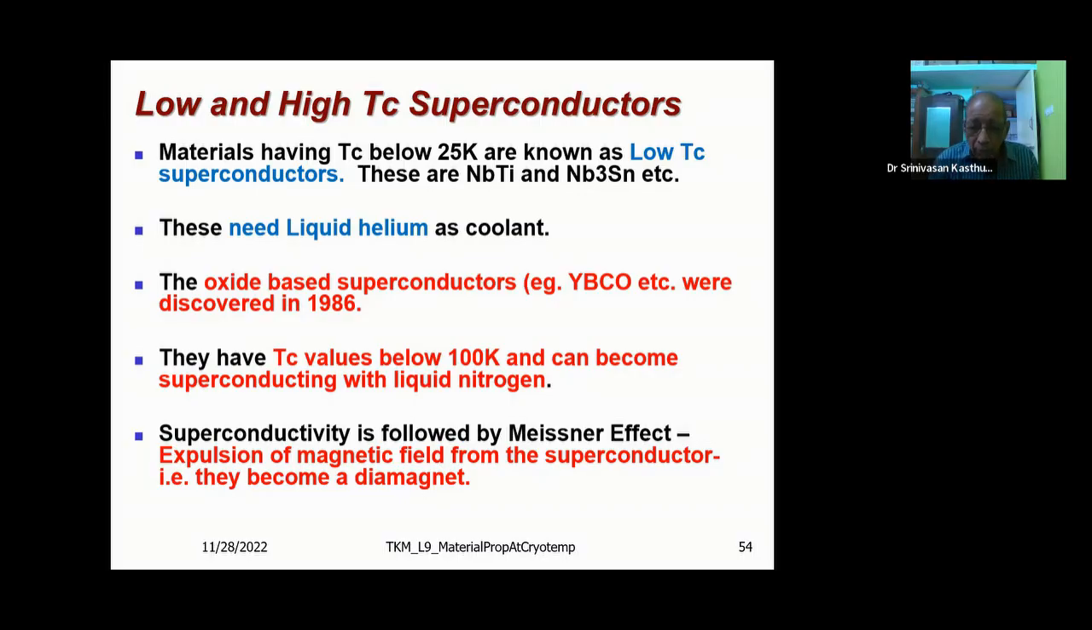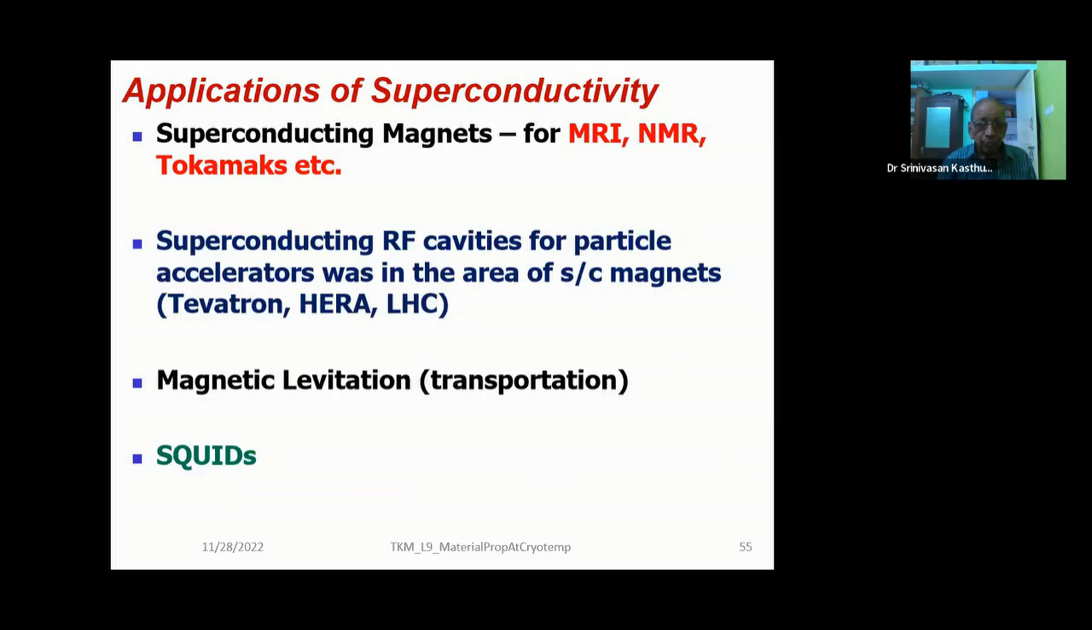And here also, as in the earlier case, the superconductivity is accompanied by the Meissner effect. The Meissner effect is the expulsion of magnetic field, or in other words, the material becomes totally diamagnetic, a perfect diamagnet, right? That's what happens.